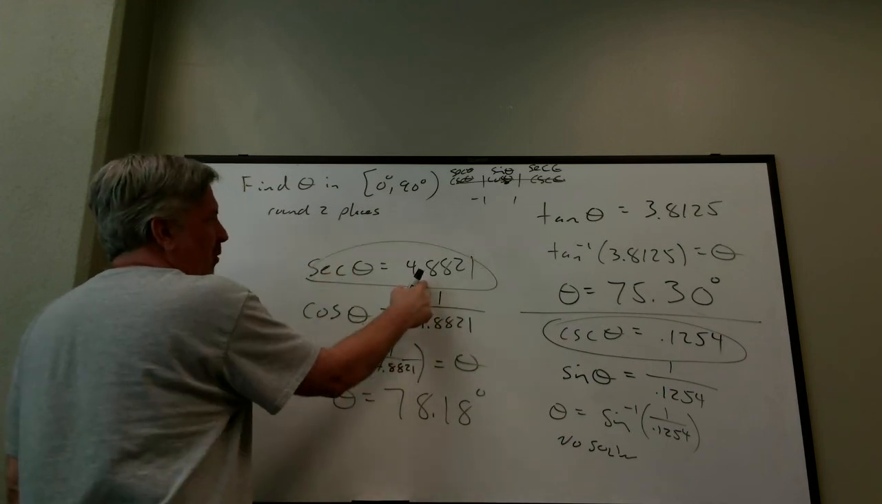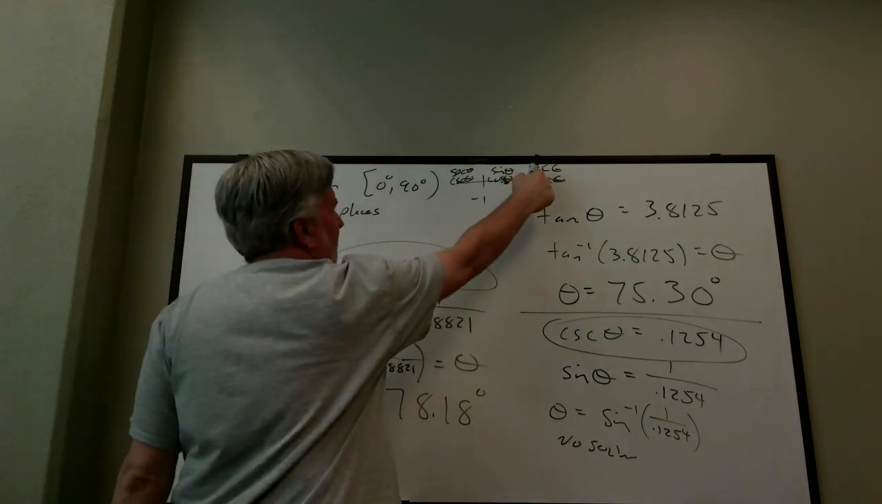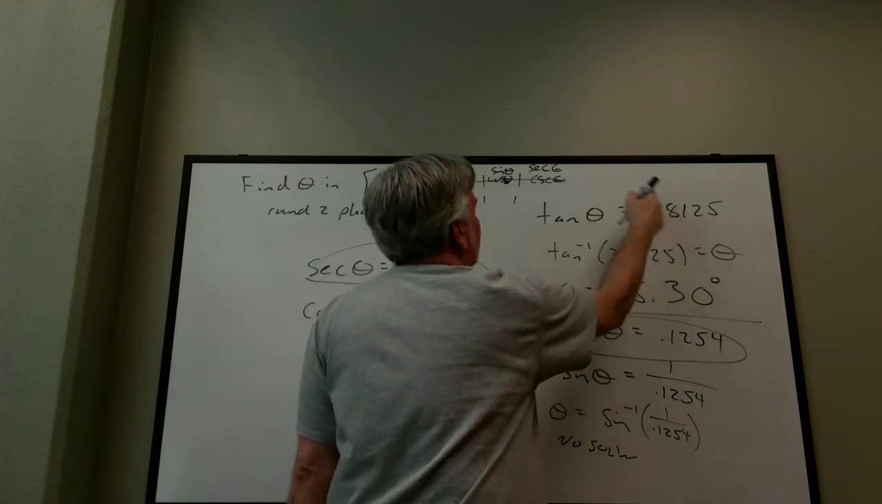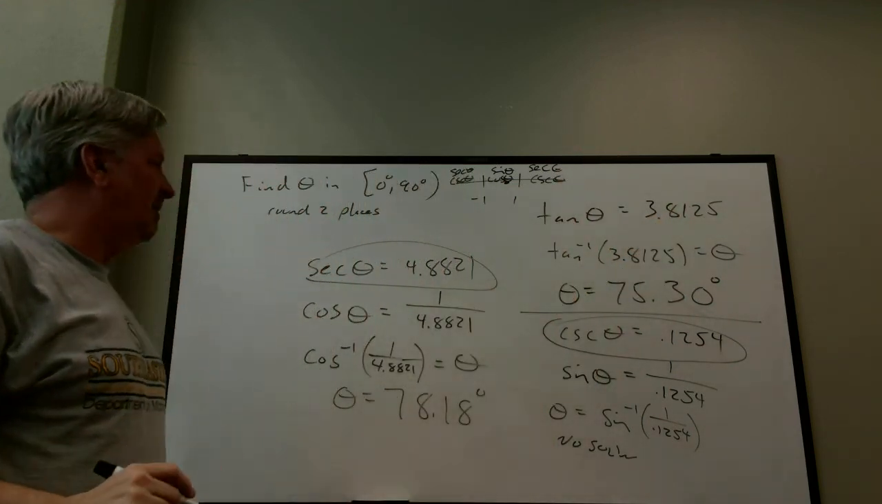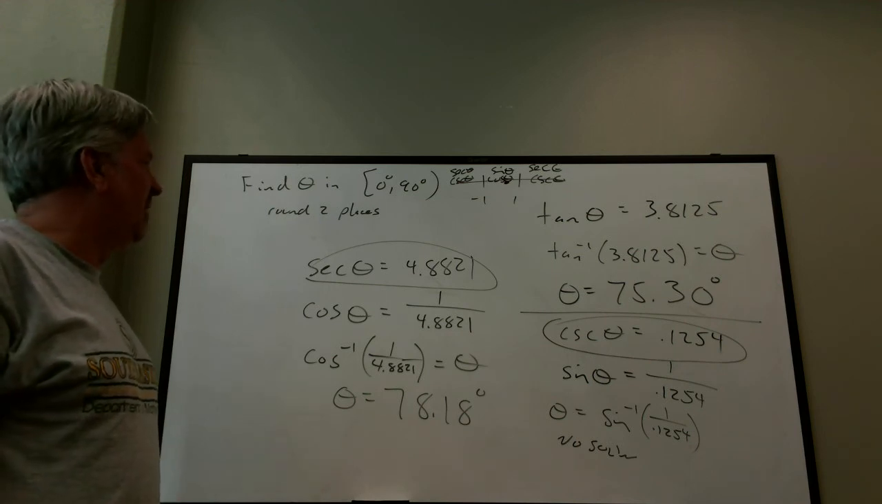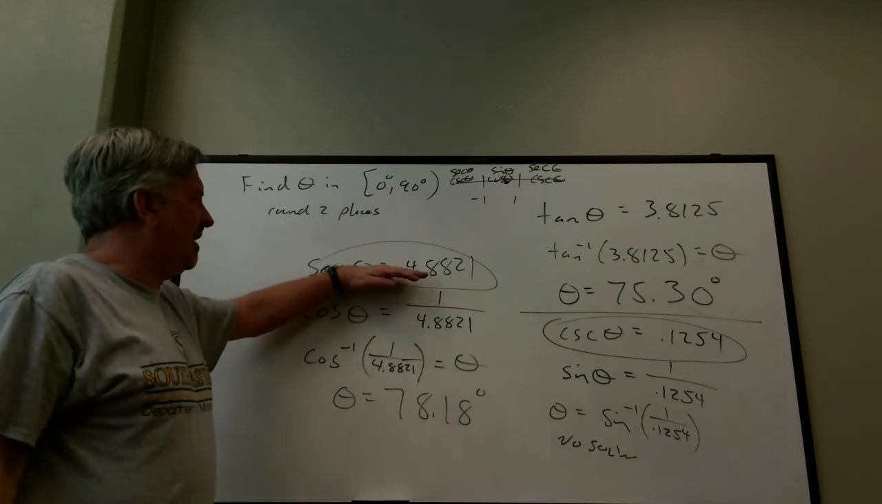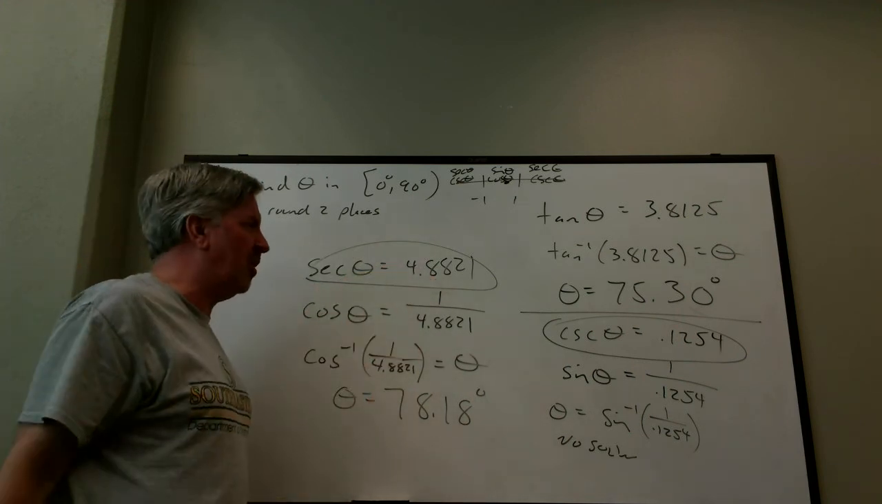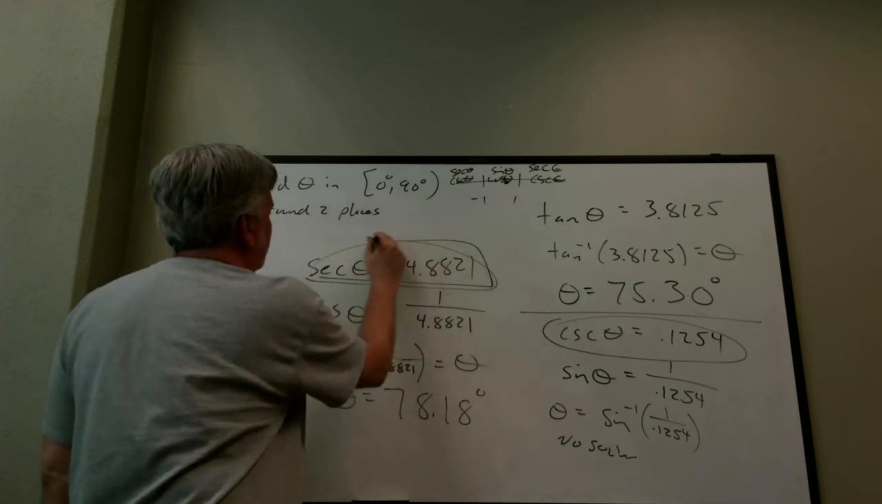Can secant be 4.882? Yes, 4.882 is out here. Can tangent be 3.8125? Yes, because tangent could be anything, okay? I cannot tell you how many times I've had students on a problem like this say, no solution, because they do something funny here, or they do something wrong with the calculator. There's going to be a solution here.